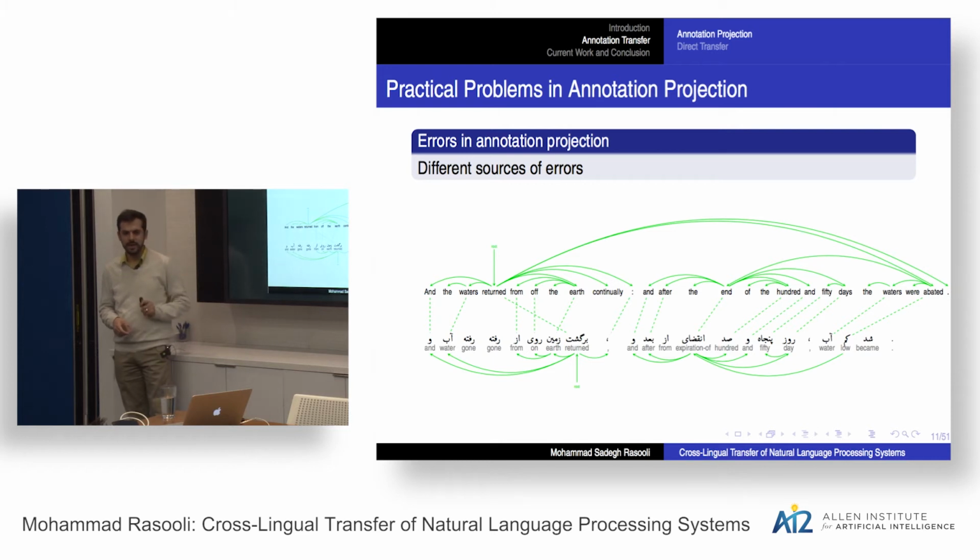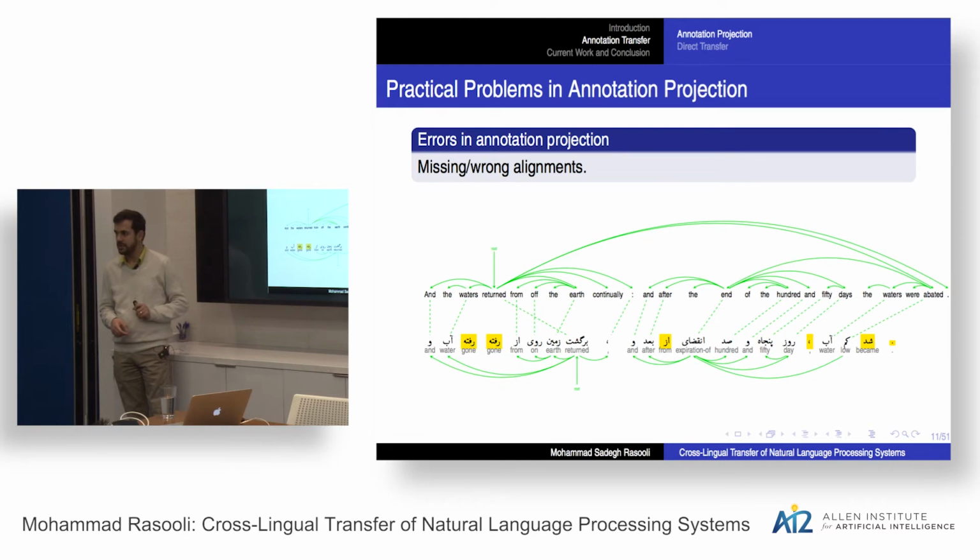But there are certain problems happening in this particular example. One problem is missing alignments. The highlighted words are the words that don't have any corresponding alignment from the English side, meaning that there will be orphans. They won't have any dependency annotation at the final stage.